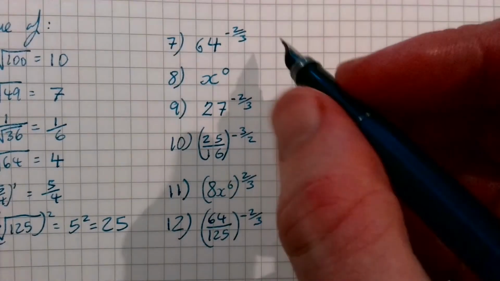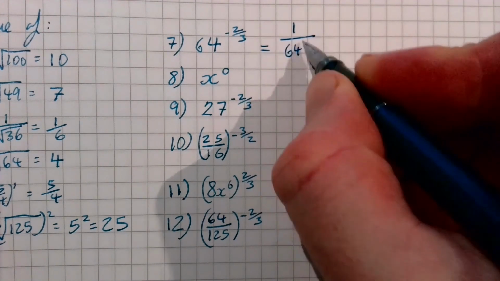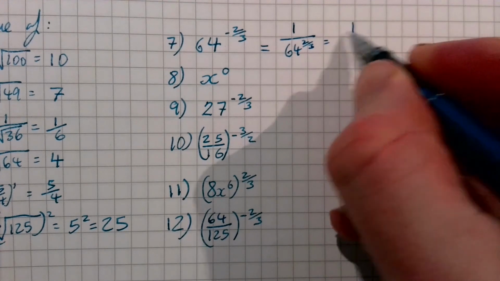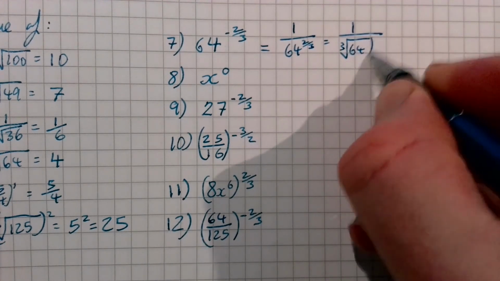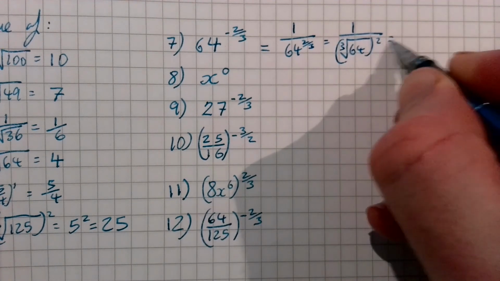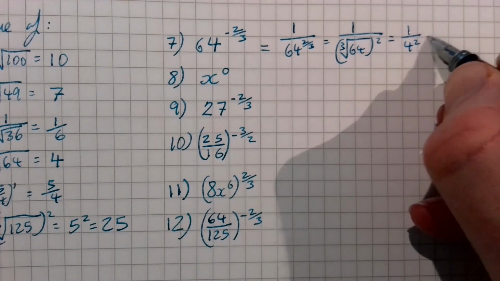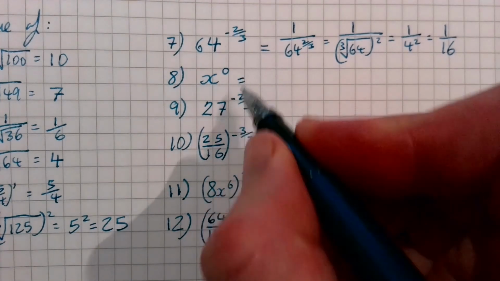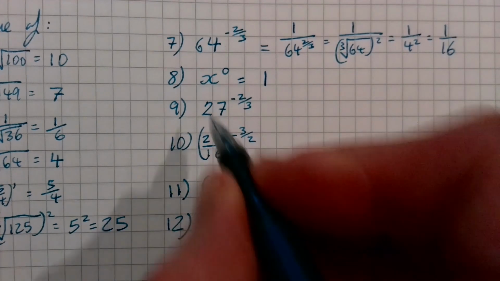Right, so first up, 1 over and turn the power positive. That's all you've got to do at the beginning. Then we're going to do a cube root of 64 and then square it. So the cube root of 64 is 4, so it's 1 over 4 squared. 4 squared is 16. X to the power of 0. You might not know what x is, but it doesn't matter because anything to the power of 0 is 1.